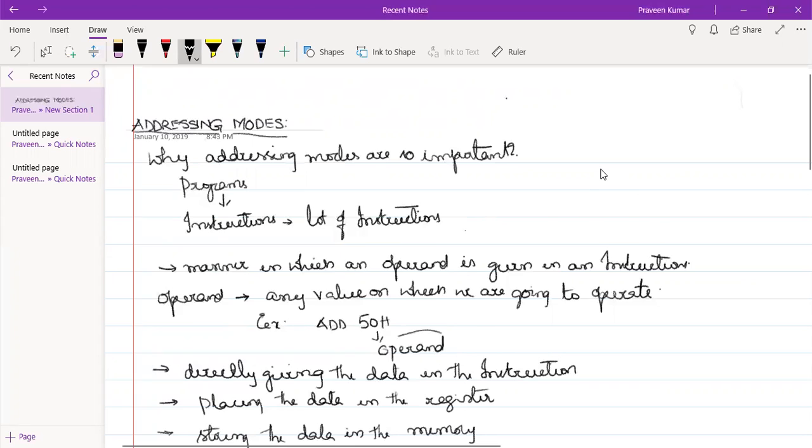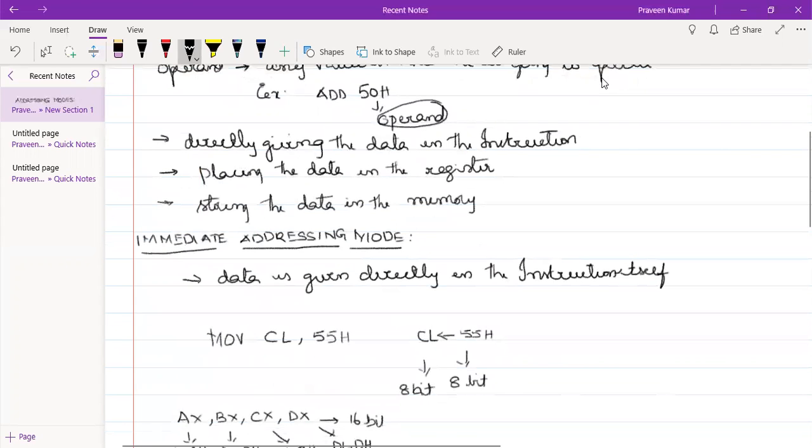50H is an operand. This operand can be given in many ways. That is, the data which we are going to operate on is given in many ways. The first one is directly giving the data in the instruction. The second one is placing the data in a register or storing the data in the memory so that the data will be fetched from the memory.